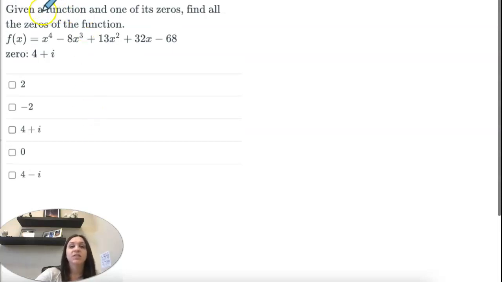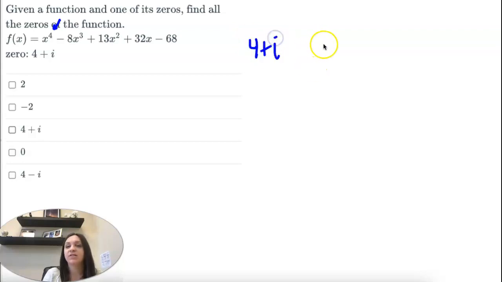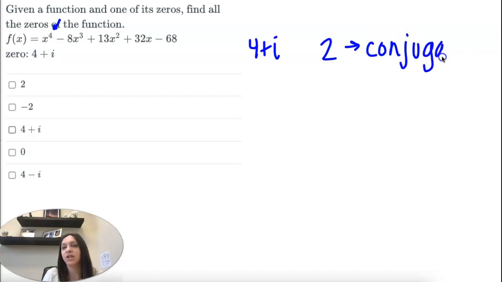Okay, so this is one where we want to find all the zeros, and there's going to be 4. So we're given a complex 0. And I know it's complex because there's an i. So remember what I said, if there's an i, then there's 2 zeros that are conjugates. And a conjugate means you just change the sign. So if 4 plus i is a 0, 4 minus i is also a 0.